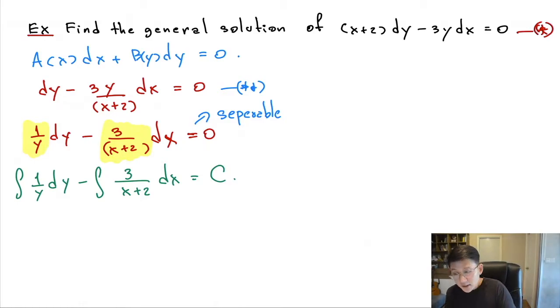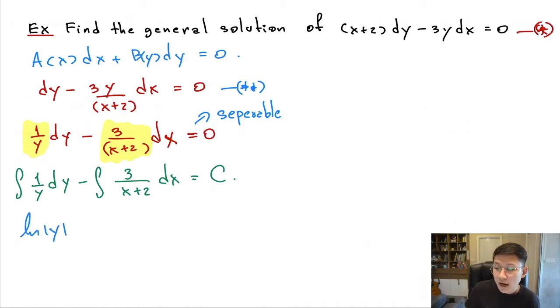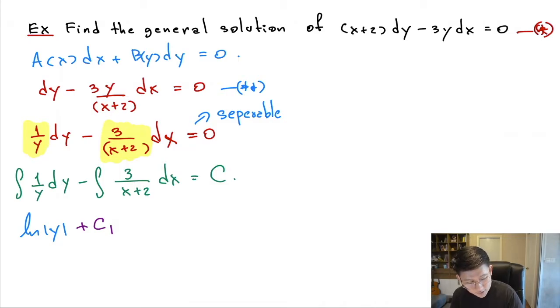So the integral of 1 over y is actually log of absolute y, and usually you just need to add c1, the constant, right? And the integration of 3 divided by x plus 2 is actually 3 log of absolute x plus 2, so we have minus 3 log of x plus 2.